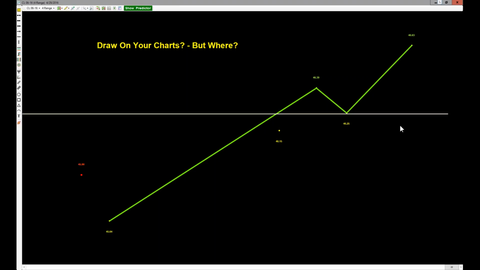Okay, good. All right, so just a very, very simple chart, isn't it? And everybody in this room got this. So I want you on Monday to draw on your charts and see where the lower swing is.